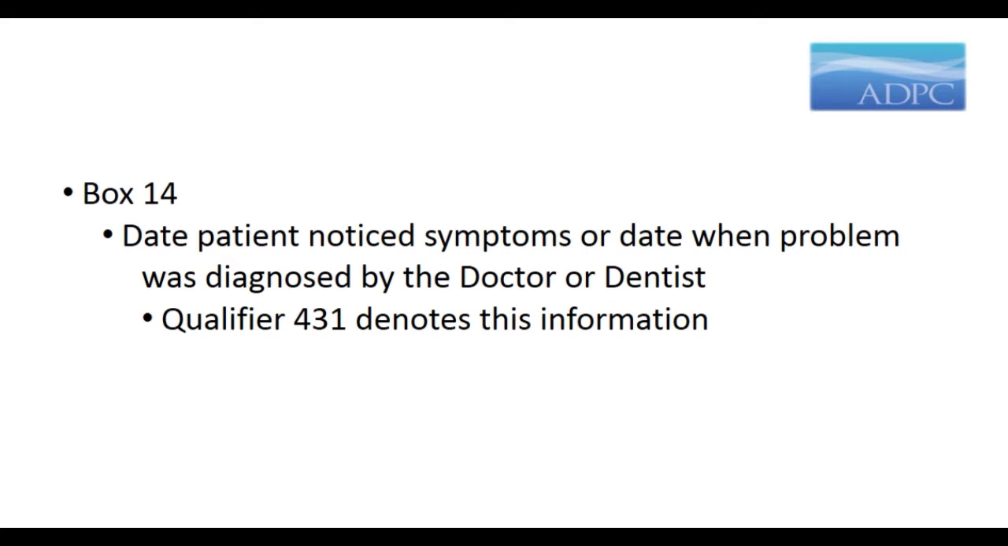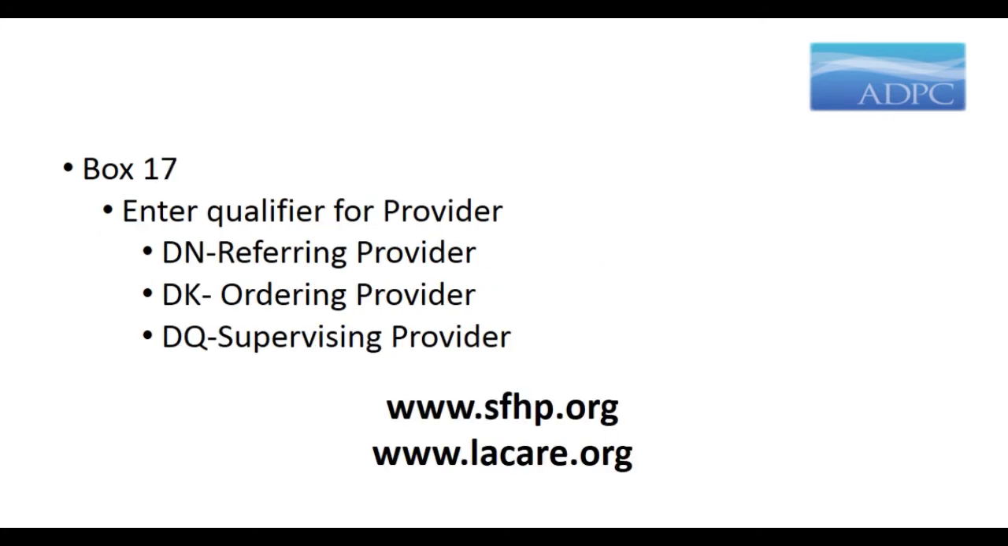In box 14, we put the date that the patient noticed the symptoms or the date when the problem was diagnosed by either the doctor or the dentist. We also have a qualifier to put in the next box, and in this case we are going to put 431, which designates this information. In box 17, we enter a qualifier for a provider, and we have DN for referring provider, DK for ordering provider, and DQ for supervising provider. We will be putting in DN in our box 17.